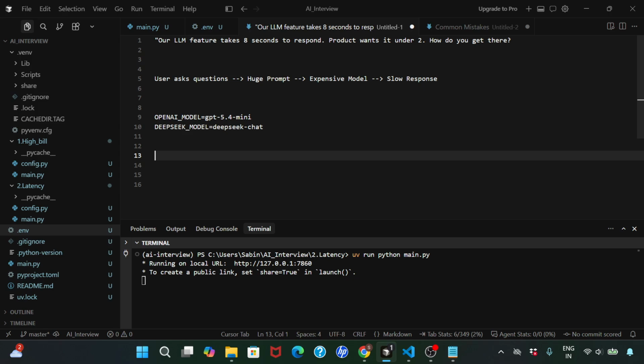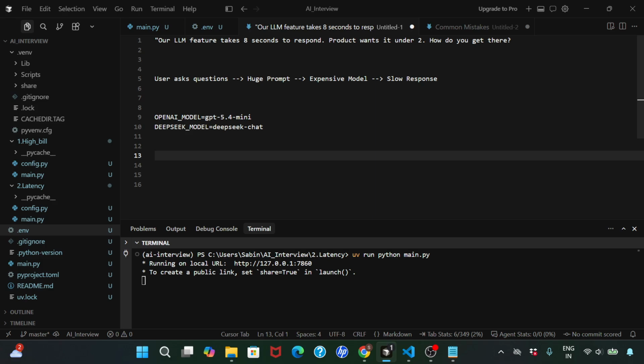Because if you're doing 10 things, each of these things will take some cost and some time, right? So all of them together will give you the final cost and the final latency. So we need to understand all of them.